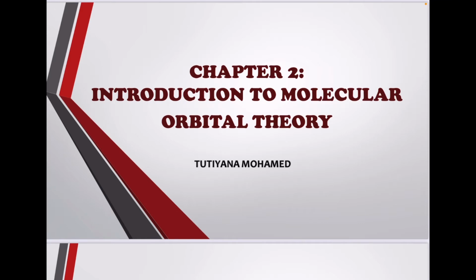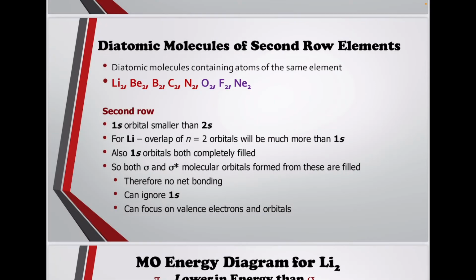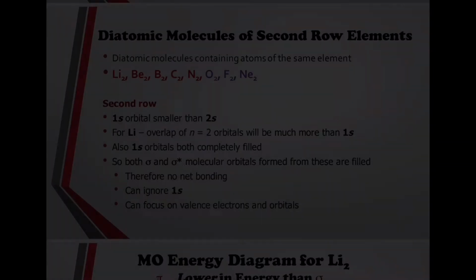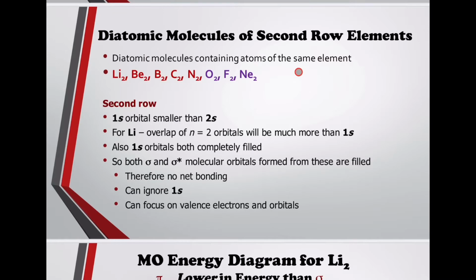Part 2, Chapter 2, Introduction to Molecular Orbital Theory. Diatomic molecules of second-row elements. Diatomic molecules containing atoms of the same element. So Li2, Be2, B2, C2, and N2 is considered as the π2p lower in energy than σ2p ordering, while O2, F2, and Ne2 is the σ2p lower in energy than π2p ordering.